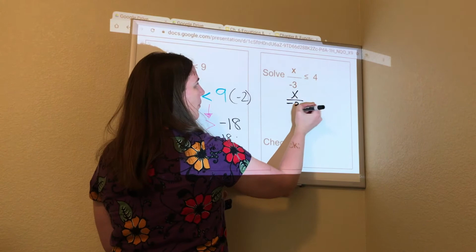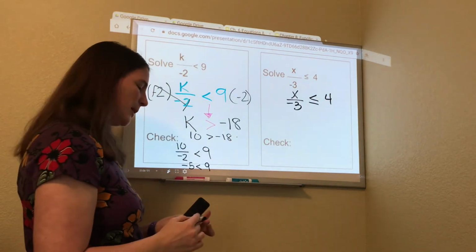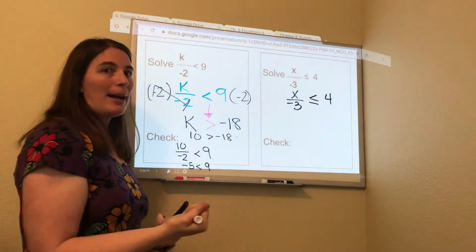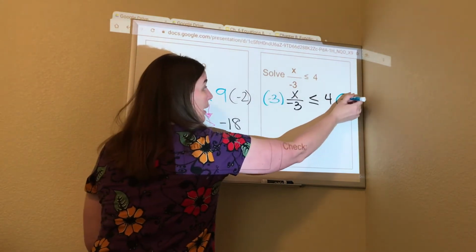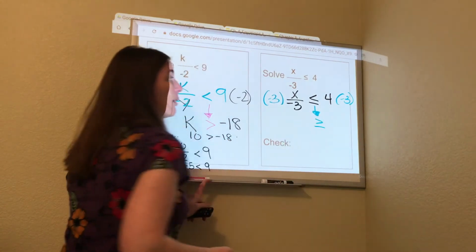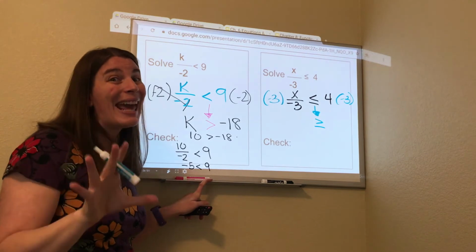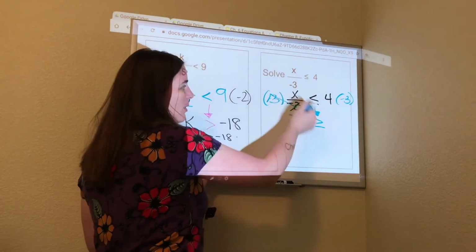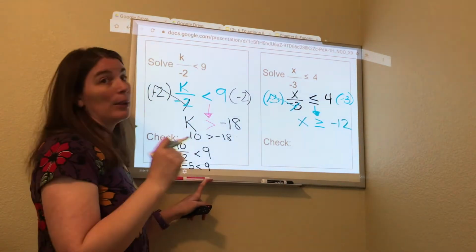x divided by -3 is less than or equal to 4. I see my variable is being divided by -3, so I'm going to multiply by -3. Since we are multiplying by a -3, I need to switch my signs. Now, you only switch your signs if it's negative. So I have x is greater than or equal to -12.